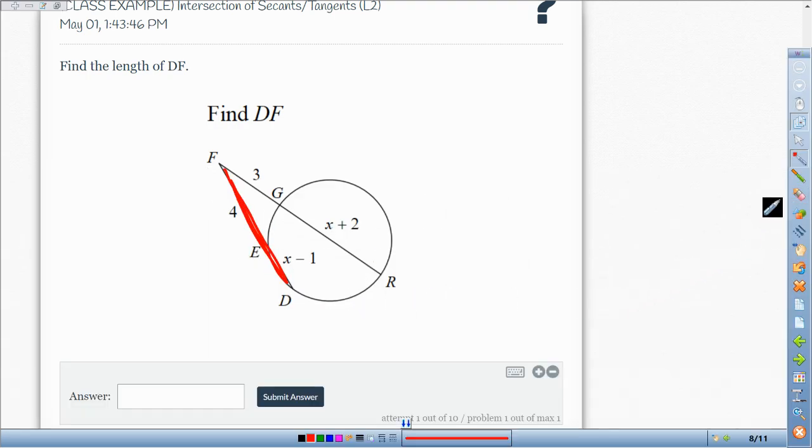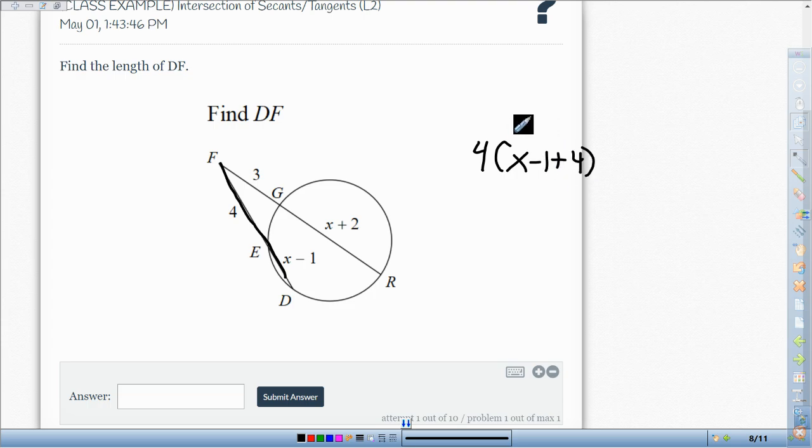All right, so taking the outer segment, 4, and multiplying it times the entire line, which isn't just x minus 1, it's x minus 1 plus 4. Okay, and then on the other side, doing the same thing. Taking the outer segment, 3, and multiplying it times the entire line, which isn't just x plus 2, it's x plus 2 plus 3. Okay, if you can get this far, I think you'll be just fine. Be careful setting these secant problems up.